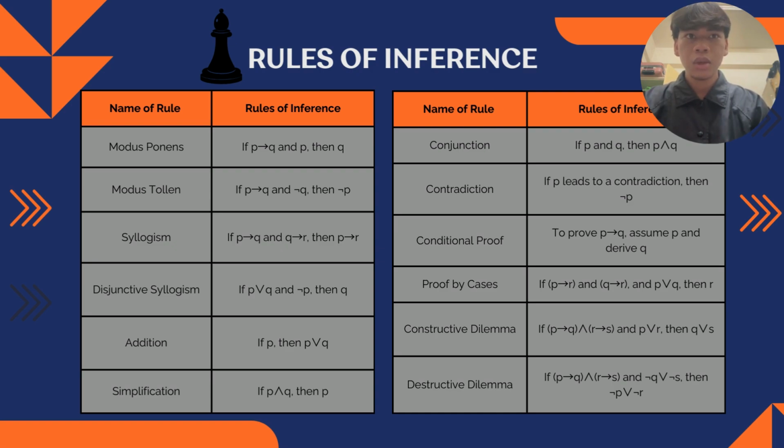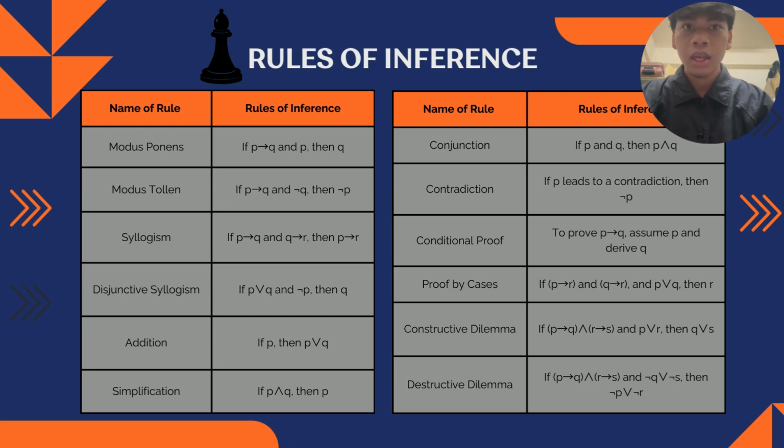So then we have the seventh one, contradiction. If P leads to a contradiction, then not P. Then we have conditional proof. To prove P implies Q, assume P and derive Q. Then we have proof by cases. If P implies R and Q implies R, and P or Q, then it will become R.